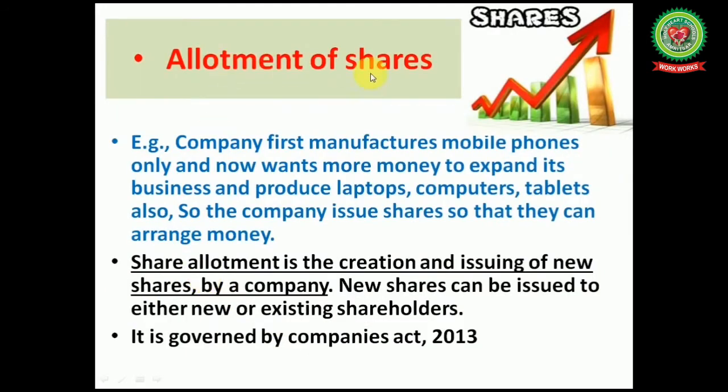Next is allotment of shares. So for example, company first manufactures mobile phones only and now wants more money to expand its business and produce laptops, computers, tablets also. So the company issues shares so that they can arrange money. So share allotment is a creation and issuing of new shares by a company, and new shares can be issued to either new or existing shareholders, and it is governed by the Companies Act 2013. That is called allotment of shares.